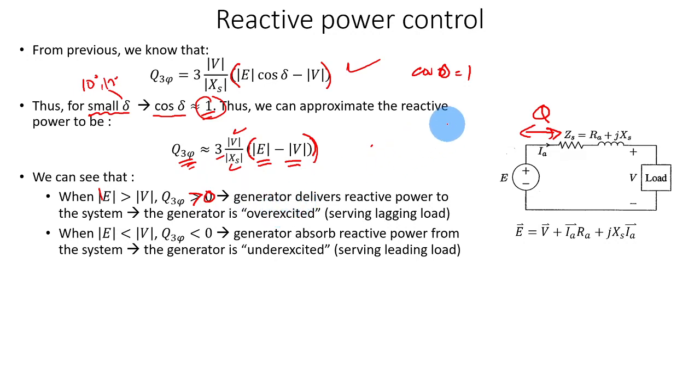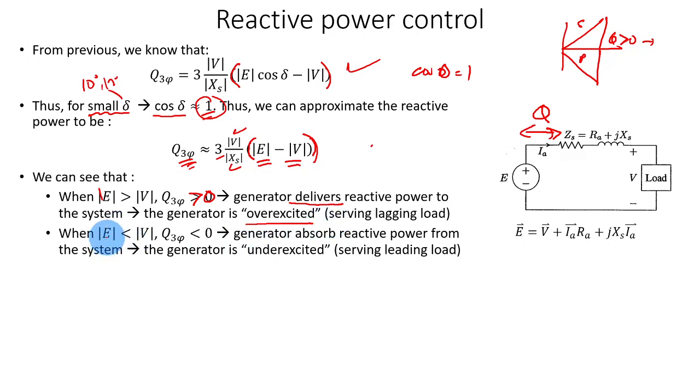For the power triangle, this is S, this is P, this is Q. If Q is greater than 0, then the generator, the system, operates at a lagging power factor. Lagging power factor means that Q will be supplied by the generator; it will deliver the reactive power instead of absorbing it, and the generator is said to be operated at overexcited, or maybe call it overexcitation.